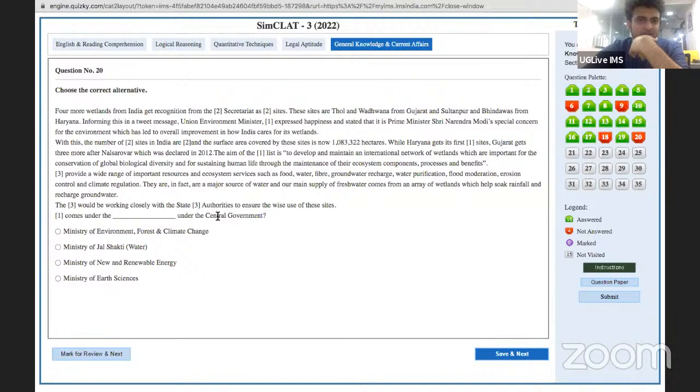Dash comes under the central government. So where does it come? Environment, forest and climate change, Jal Shakti, new and renewable energy. Where does it come? It has to be environment, forest and climate change.